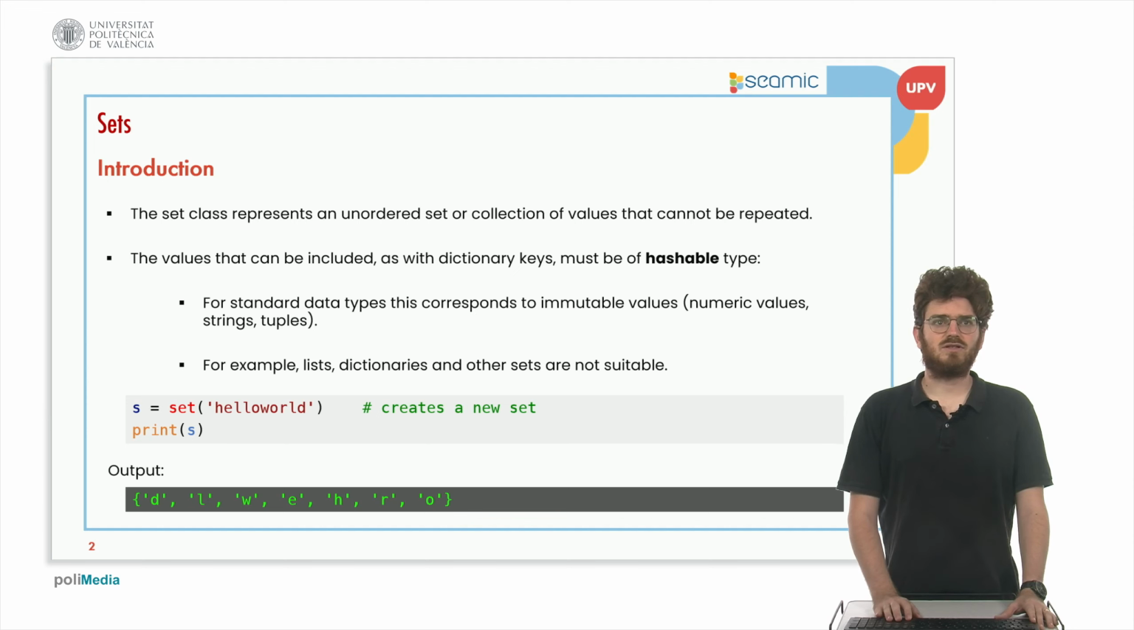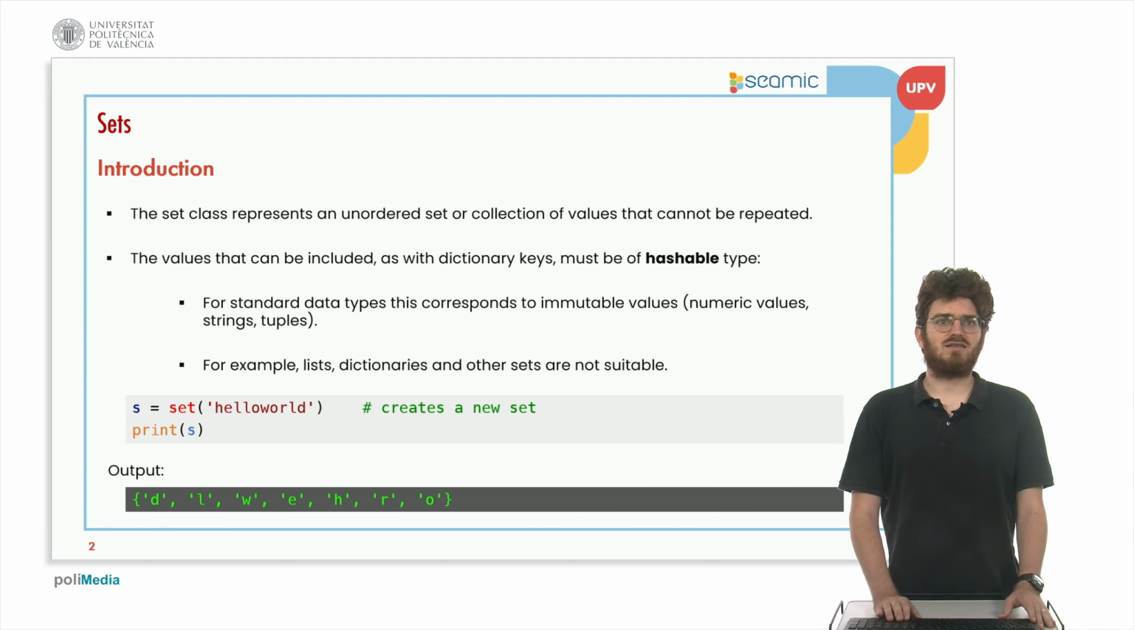A very important part of sets is that they can only contain elements that are hashable. So we are talking about the basic data types of Python, for example, numeric values, strings, tuples, but ordered and unordered data structures, such as lists and dictionaries, are not hashable.